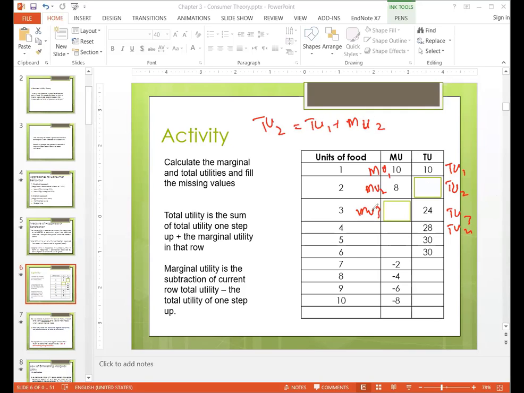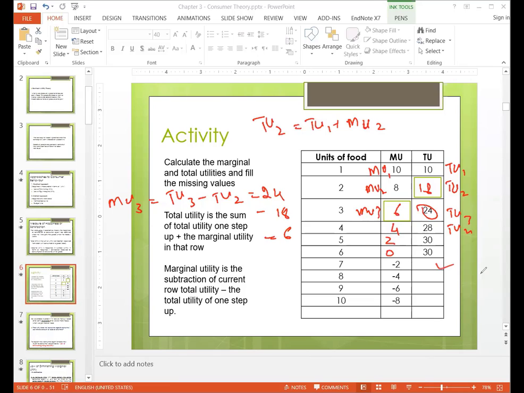Now we have marginal utility 3 unknown. The formula for that, let me write somewhere here: marginal utility 3 is equal to total utility 3 minus total utility 2. So that will be 24 minus 18, since we already know it is 18. That will be 6. Similarly, it will be 28 minus 24, that is 4. 30 minus 28 is 2. 30 minus 30 is 0.